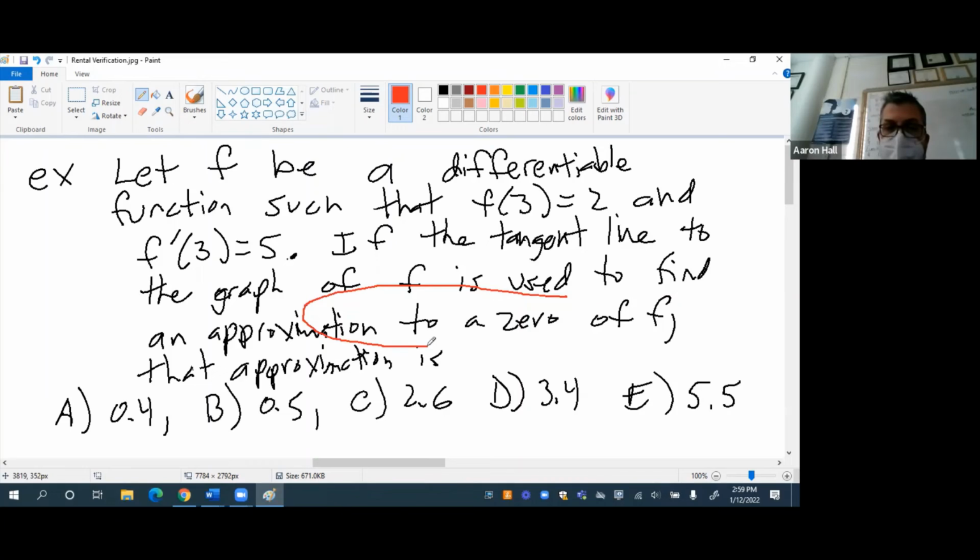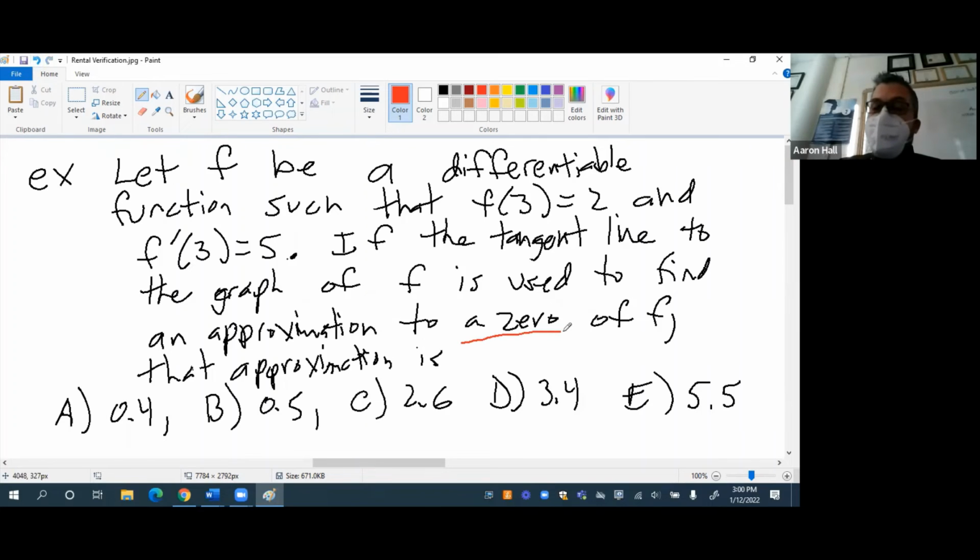Approximate, so it says find an approximation to a zero. Now, when I talk about a zero, Sam, I'm not talking about your ex-boyfriend, although he is a zero too. But I'm just teasing you anyway. I don't know who your ex-boyfriend is.